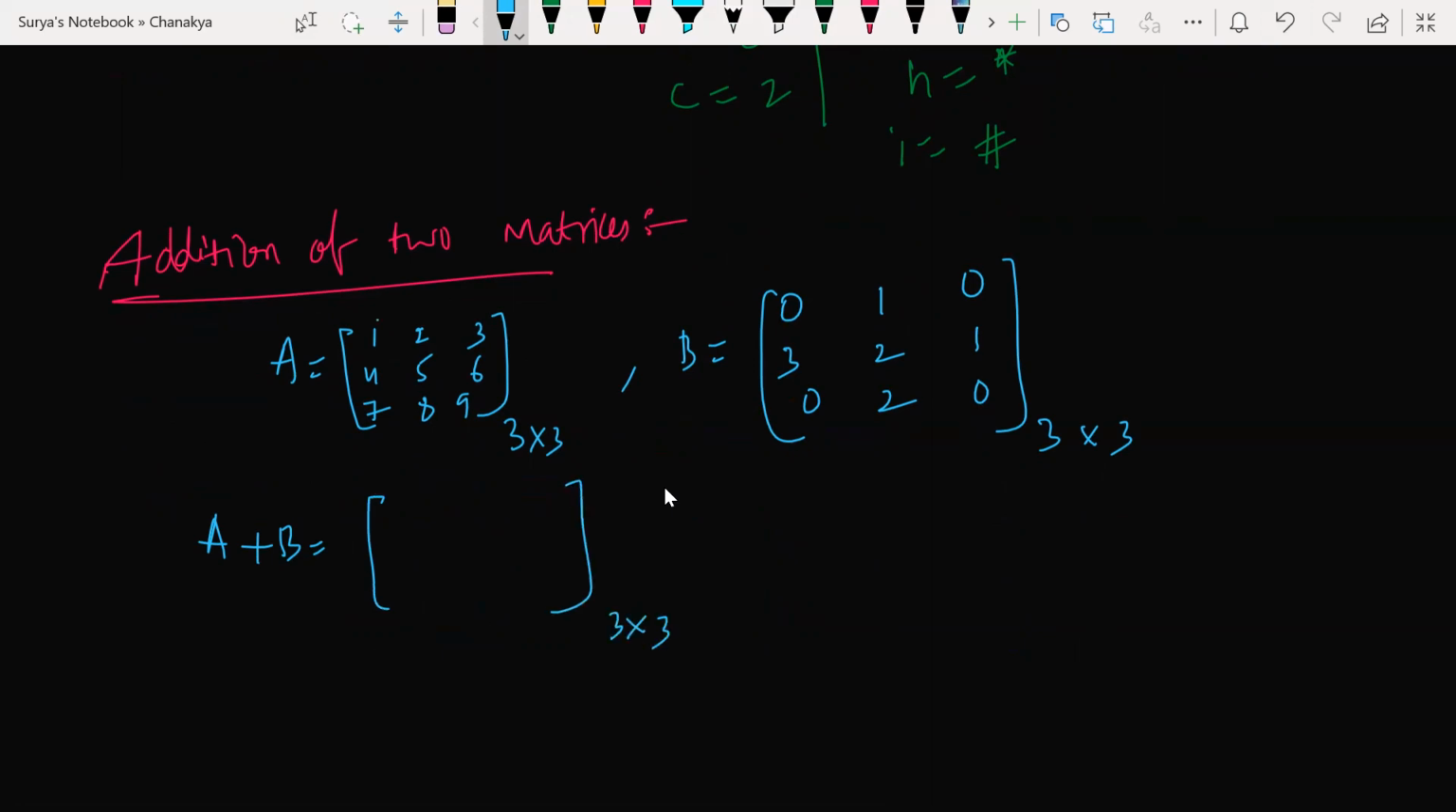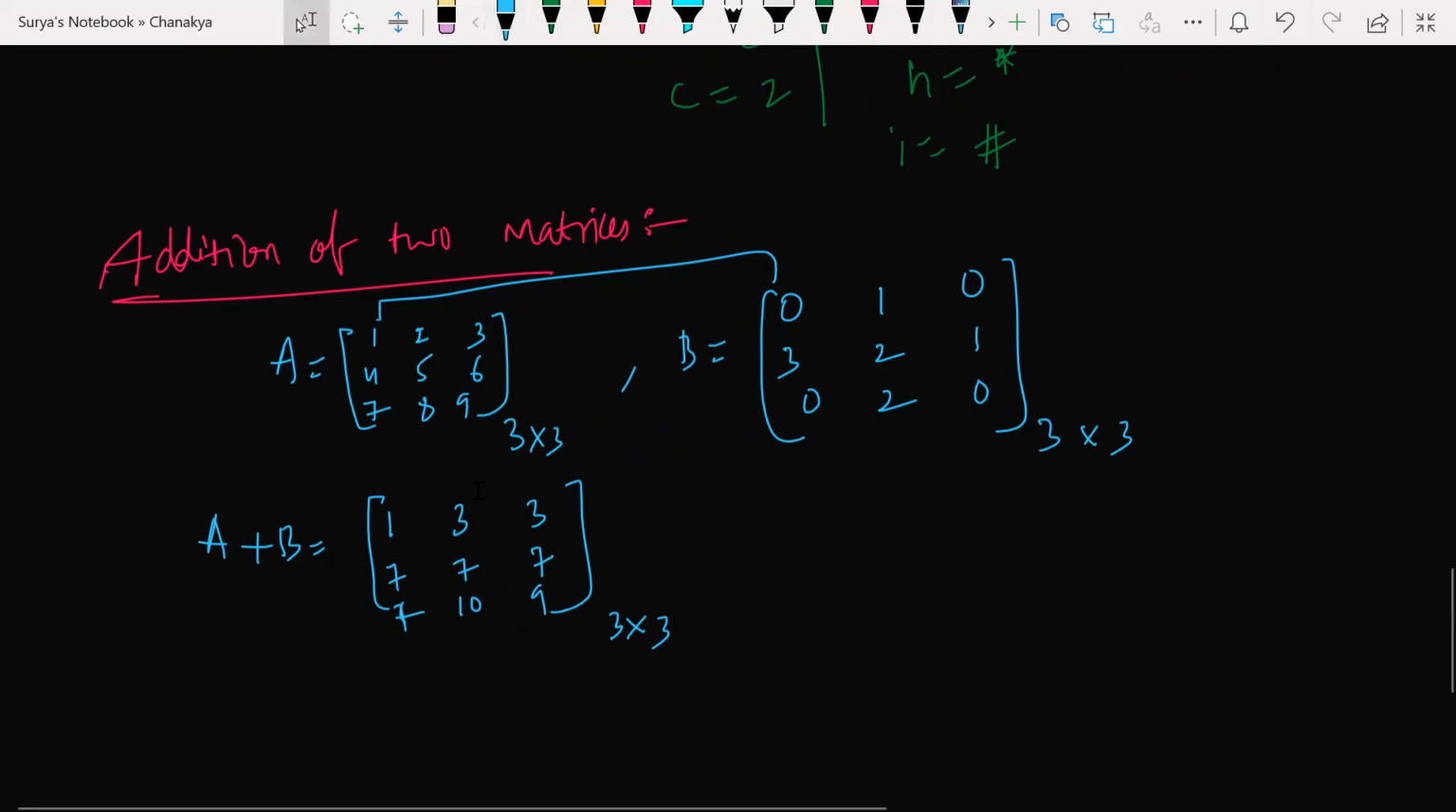1 plus 0. Corresponding elements should be added here. 1 plus 0, 1. 2 plus 1, 3. 3 plus 0, 3. 4 plus 3, 7. And so on, 7, 10, 9. That's it. This is how we add two matrices. Okay. Simple, sir.